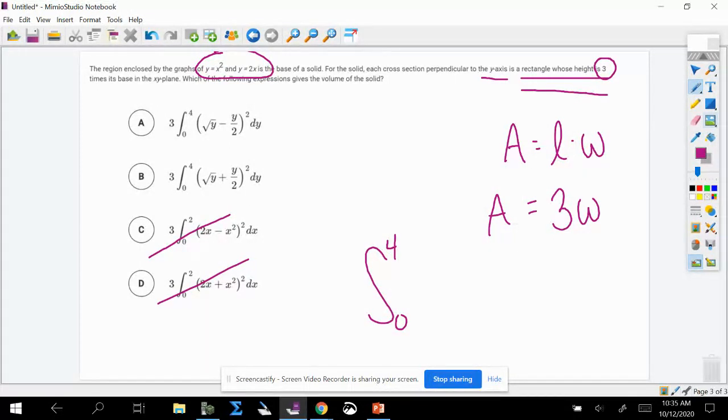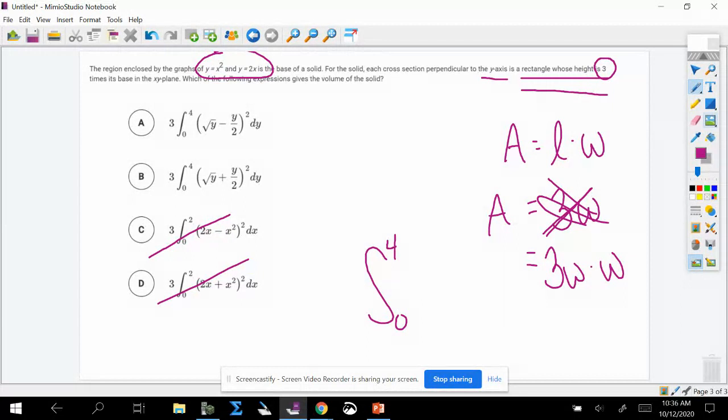What you are doing with this now is you are taking your right minus left. So your right minus left is going to be the square root of y minus y over 2. Your height is 3 times the base. So I should have written it as 3w times w. So one of your dimensions is 3 times bigger than the other dimension. So rather than do L and W, I'm just going to say they're both W. So one of my dimensions is 3 times the other.